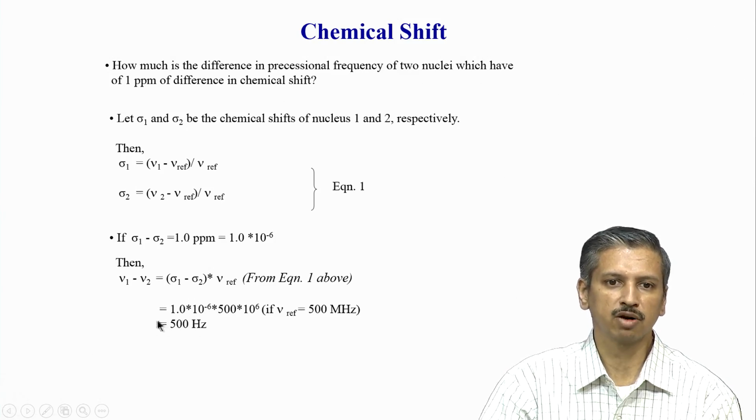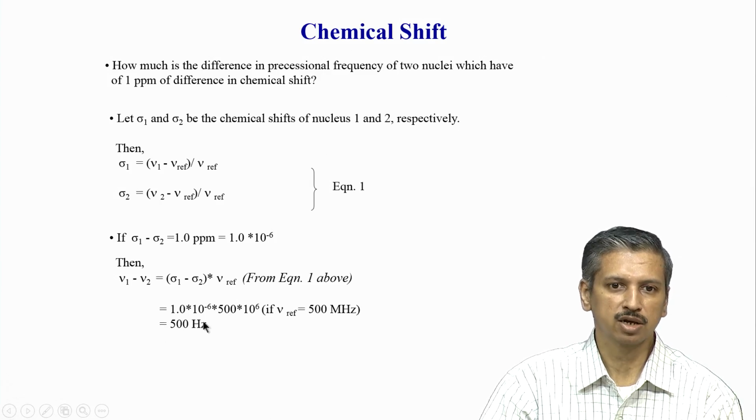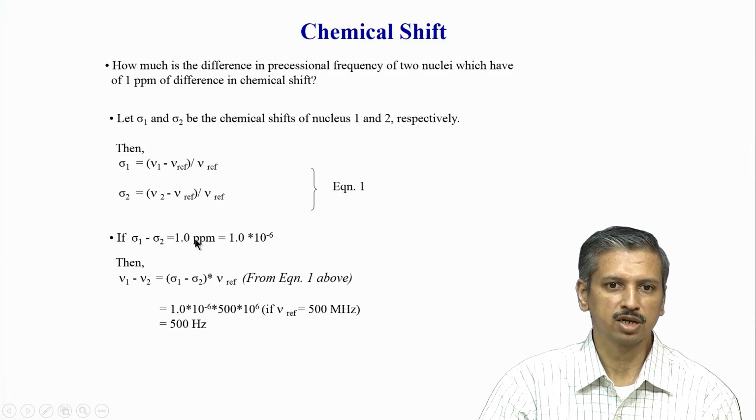So you see the difference actually depends on the spectrometer frequency, but that is in the hertz scale. In the ppm scale, they are still 1 ppm. Suppose I go to a 900 megahertz or 800 megahertz spectrometer. If I do the calculation there, again they are still 1 ppm away from each other, but in the hertz scale this number will become 800 megahertz. So 800 will come here and this will become 800 hertz.